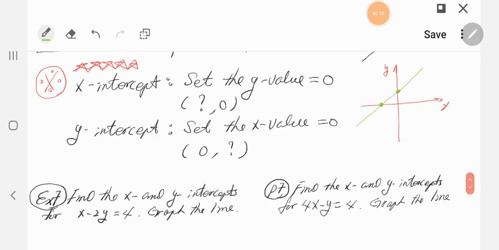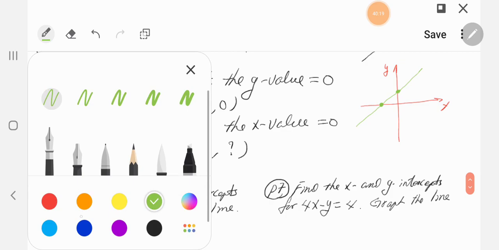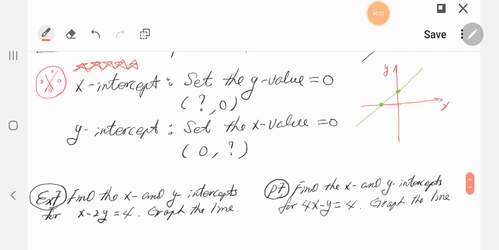So if the line has a slope, it's going up or down, it always intersects at 2 points. One is on the x-axis, the other one is on the y-axis. We call the point on the x-axis the x-intercept. And the point crossing the y-axis is called what? The y-intercept. Okay, x-intercept and the y-intercept.